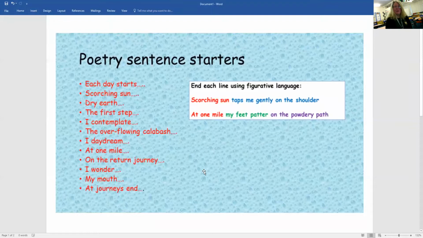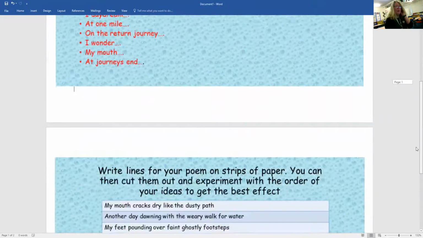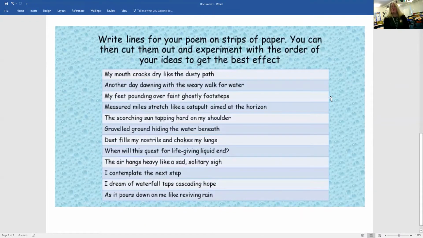So use those sentence starters if you need to get you going. You may have ideas of your own, and that is absolutely fine. I'm quite happy for you to explore those. But then when you have done that, what you need to do, and we've done this activity before in class, is write the lines of your poems on strips of paper or post-its at home. So then you can start to build up your poem. So you're taking the examples that we had from the first slide, you would write those out onto bits of paper. So you can see I've had a go at doing that here. I've actually used some different sentence starters as well, but I've used some from the list that I gave you also.